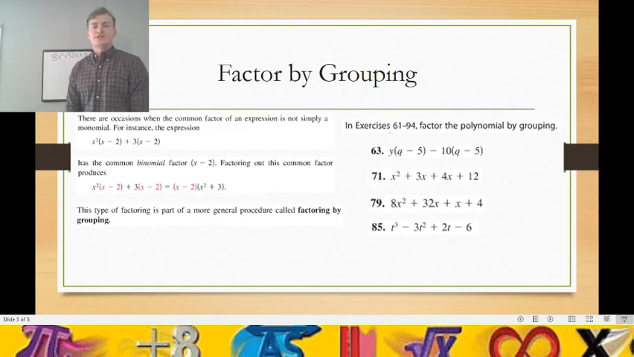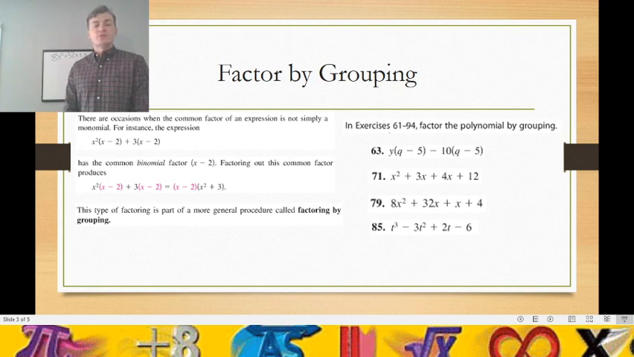8x squared plus 32x plus x plus 4. We have a polynomial with 4 terms. The last term, 4, does not contain a factor of x. Therefore, the factor of x cannot be a part of our greatest common factor. Looking at the coefficients of 8, 32, 1, and 4, the greatest common factor between those 4 numbers is 1. The GCF of any set of numbers that includes the number 1 will always be 1. So for number 79, our GCF is 1. That's not going to help us here for factoring the polynomial.